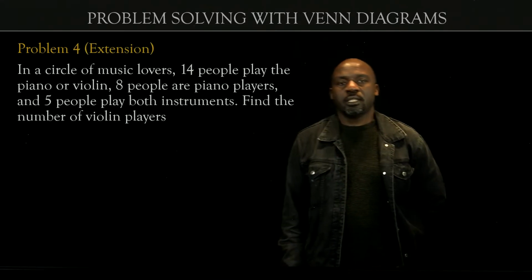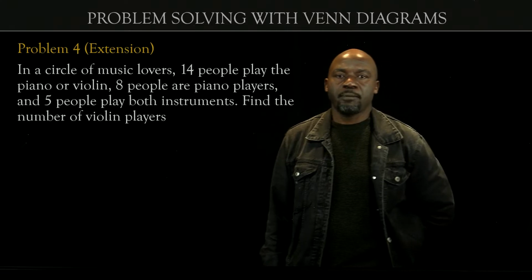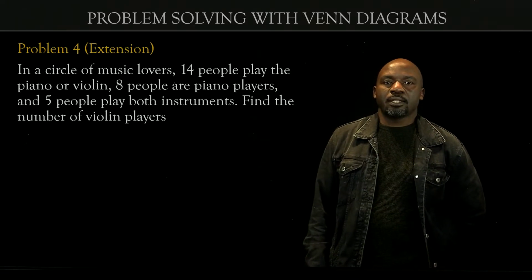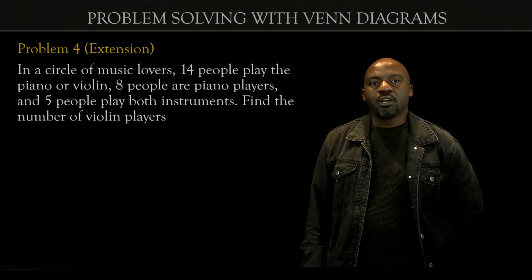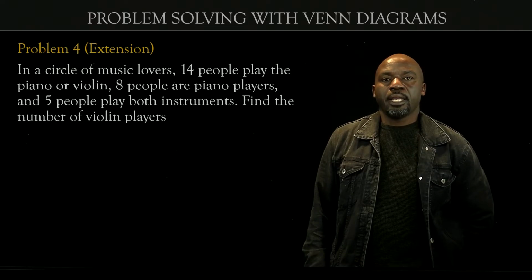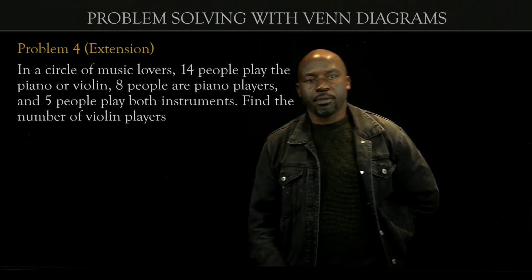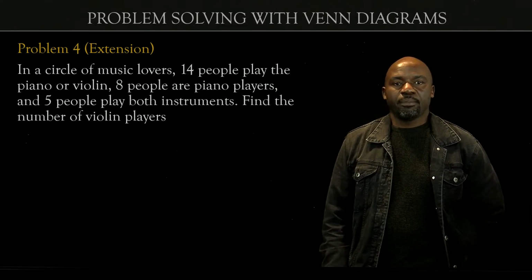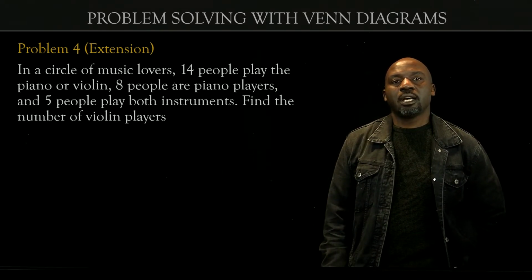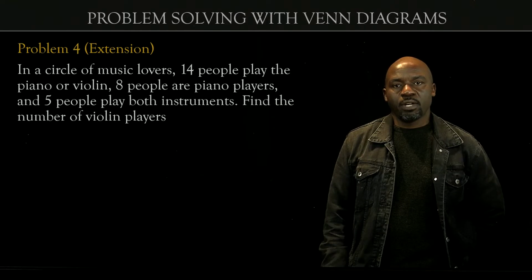Here is another one. This is usually for students who've understood the basic material and so want to go a bit further. I believe I've solved this one. In a circle of music lovers, 14 people play the piano or violin. 8 people are piano players and 5 people play both instruments. So we know 5 of them play both. Find the number of violin players. How many people in this circle of music lovers play only violin?